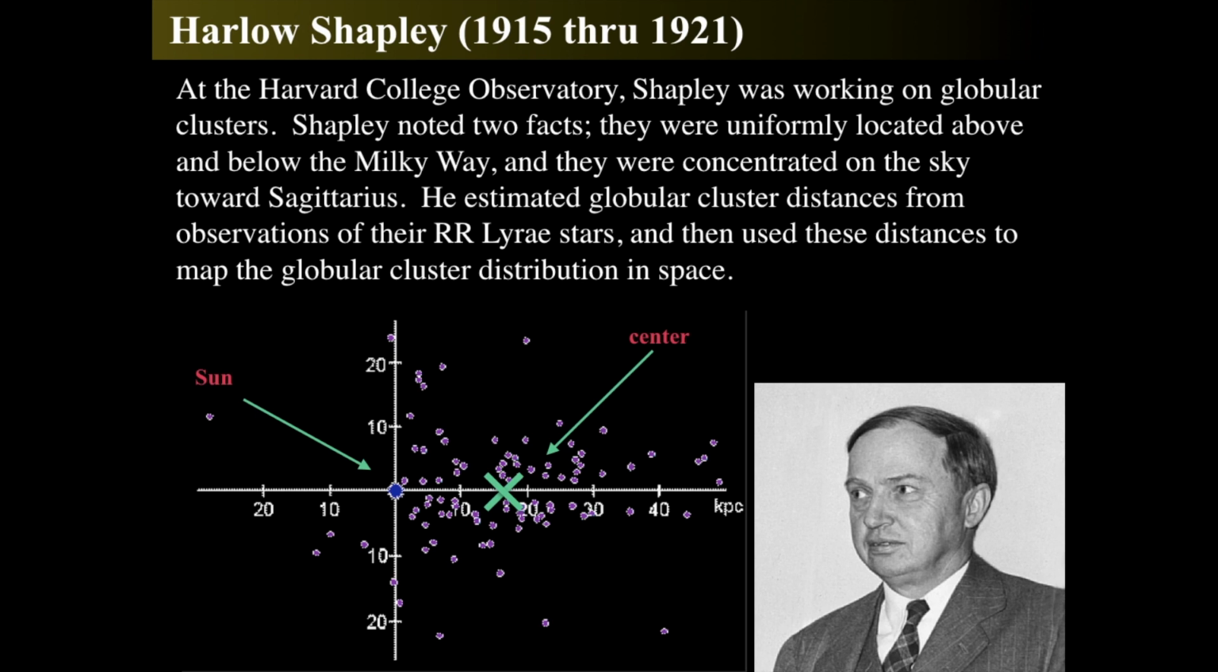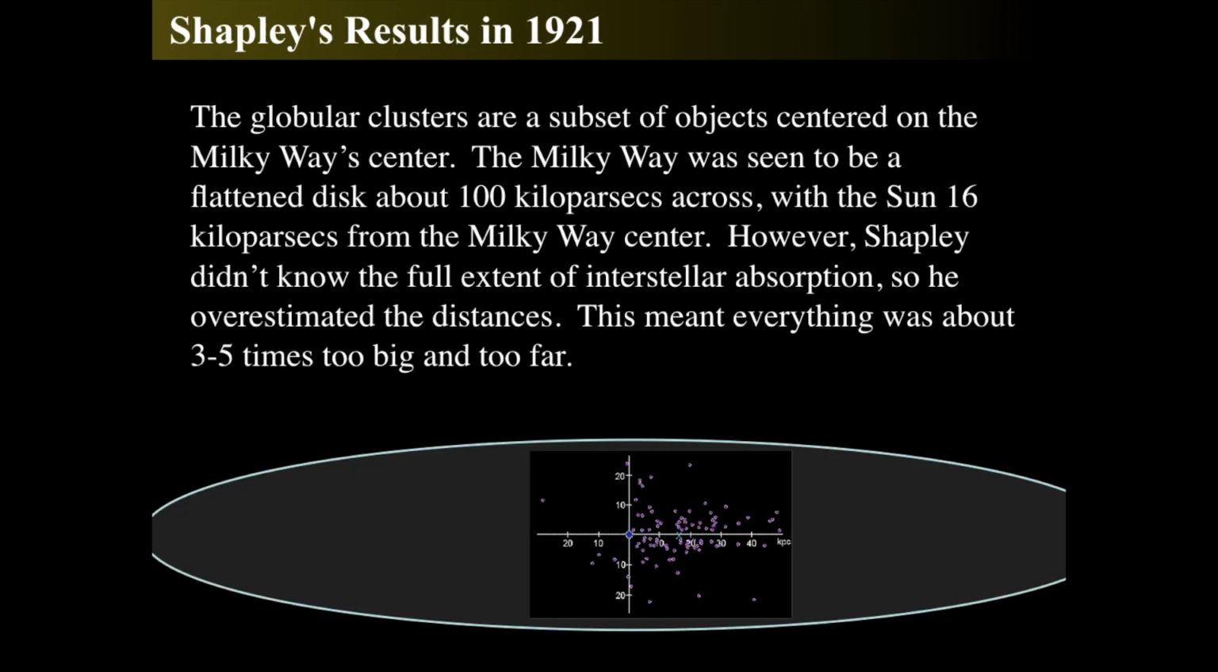It's really quite distant. But again, he had problems with interstellar reddening, so he overestimated the distance. But still, that gave us a good distance to the center of the distribution of the globular clusters. Now if he takes the whole thing into account, it makes the Milky Way look to be about 300,000 light years across, or 100 kiloparsecs across. The sun's about 16 kiloparsecs, or 50,000 light years from the center. He didn't know the full extent of interstellar absorption, so he overestimated distance. I mean, everything that he said was too big and too far.